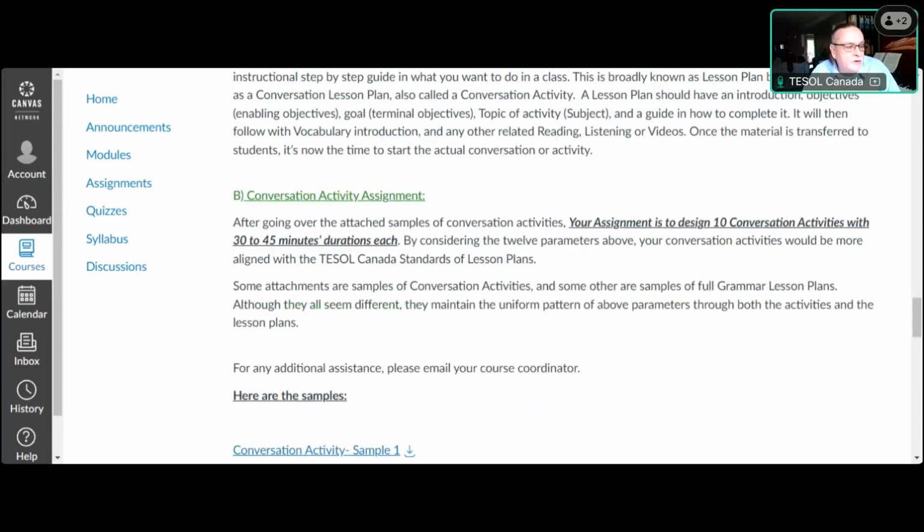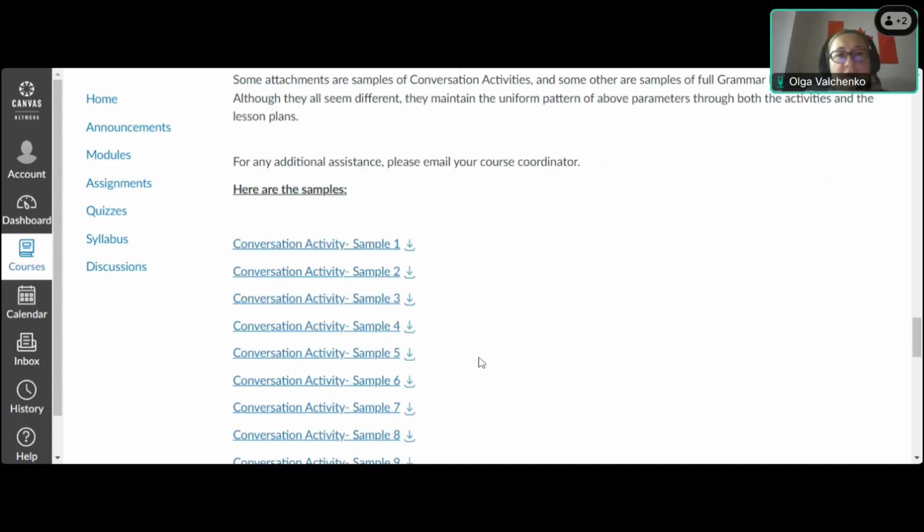So here it says, here's where it describes the actual assignment for you. After going over the attached samples of conversation activities, your assignment is to design 10 conversation activities with 30 to 45-minute durations each. Now that's 10 for foundation and 12 for diploma. There are also some sample conversation activities down here.